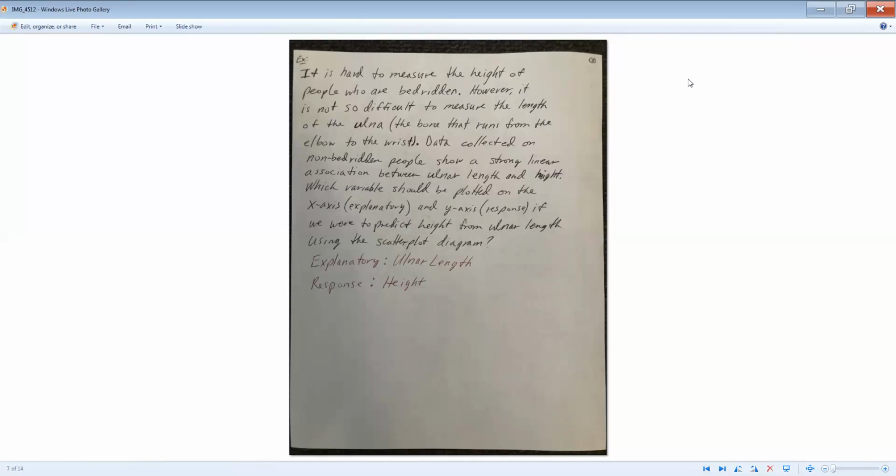If we were to predict the height from ulnar length using the scatter diagram, don't forget the prediction, the one that needs to be predicted will always be a response variable, and that is the key word in here, predicting the height. So that would automatically let us know that the response variable would be the height, and that makes our explanatory variable the ulnar length. And also, if you look at the relationship, we're using the ulnar length to explain or predict our height. So that's going to give us credence on what our height would be, the ulnar length.